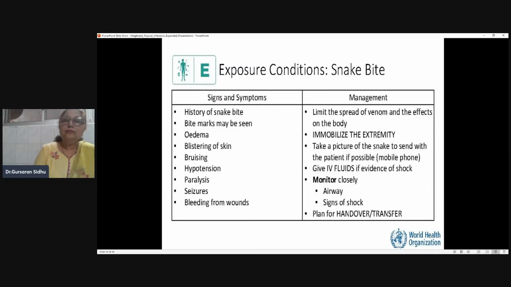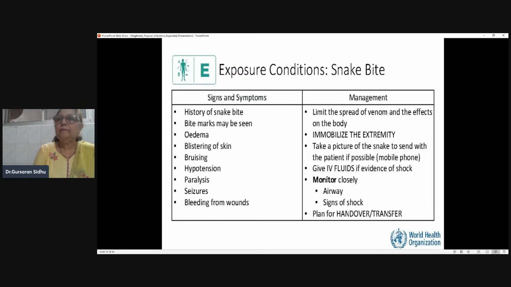Otherwise, you have to immobilize the extremity, start the treatment, monitor the patient, and secure the airway, and invariably we need to intubate these patients. So you should be ready with everything, because once the patient starts paralysis, respiratory arrest will not give you much time. You will have to be very quick in your intubation and putting the patient on a ventilator.